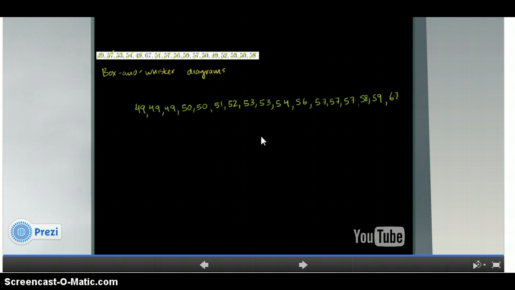I've ordered all of these numbers, and now it's a lot easier to find the median. Now, the median, as you may or may not remember, is the middle of these numbers. So how many total numbers do we have?